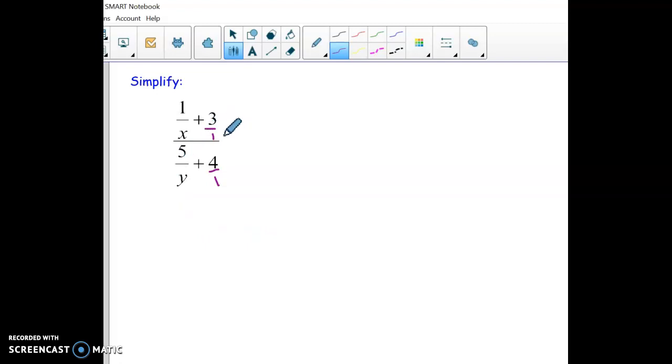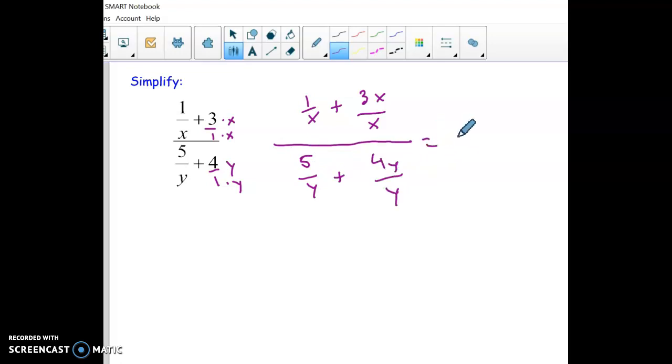All right, so up top, to make a match, I want denominators of x. So I'm going to take this times x and x. So I'll have 1 over x plus 3x over x. In the denominator, multiply this one by y to get y denominators. So 5y plus 4y over y. And now that the denominators match, I'm just going to do 1 plus 3x over x. Keep the denominator of y, so I have 5 plus 4y over y.